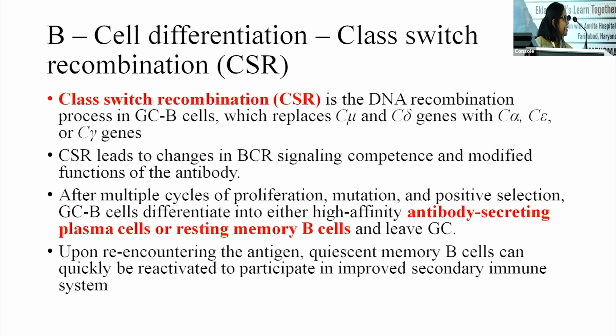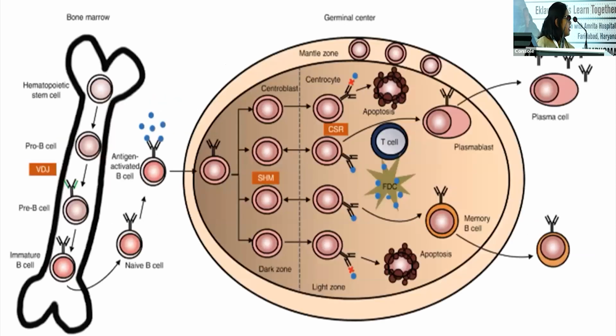So class switch recombination is again a DNA recombination process. Earlier we have seen that at the naive B cell state, the B cell starts expressing surface IgM and IgD, which is characterized by the expression of constant region mu and constant region delta genes. Now, by CSR recombination, this C mu and C delta gene is replaced by C alpha, C epsilon, and C gamma genes, and this leads to variation in the types of different antibodies. That is, C alpha stands for immunoglobulin A, C epsilon for IgE, and C gamma is for IgG.